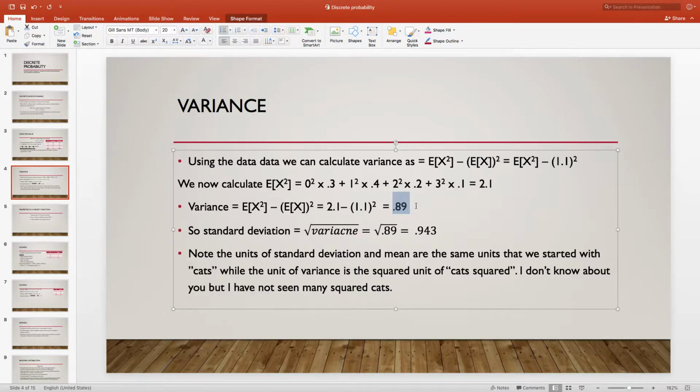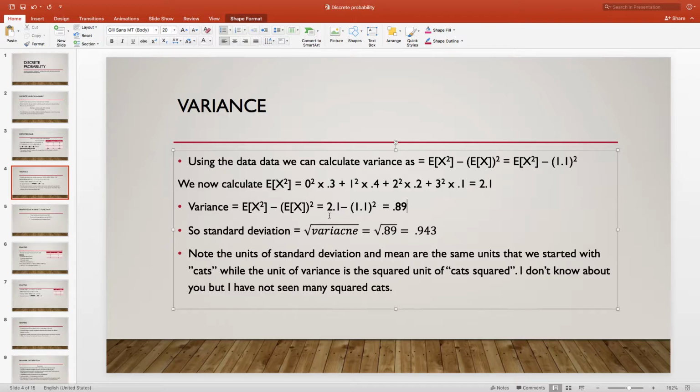The units of variance is the original unit squared, so that would be cats squared. And I don't know about you, but I haven't seen too many square cats. I've seen some fat cats, but I haven't seen squared cats. I guess they just need to kind of square them out.